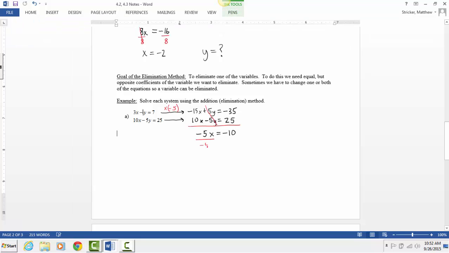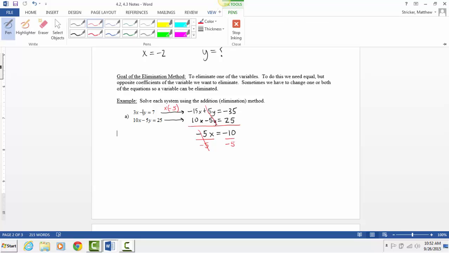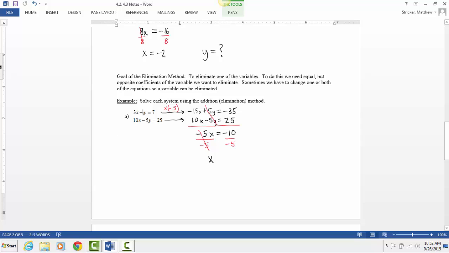Now I can divide by -5, and I get x equals 2. Now, I'm not done yet because I do still need to solve for y. And so if I take the first equation, the 3x minus y equals 7, and I plug that 2 in for x, I get 3 times 2 minus y equals 7.